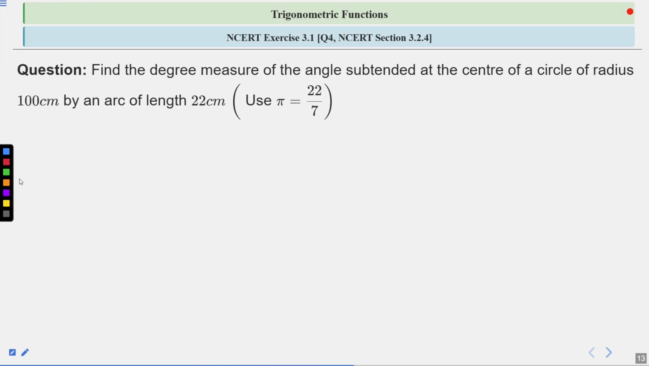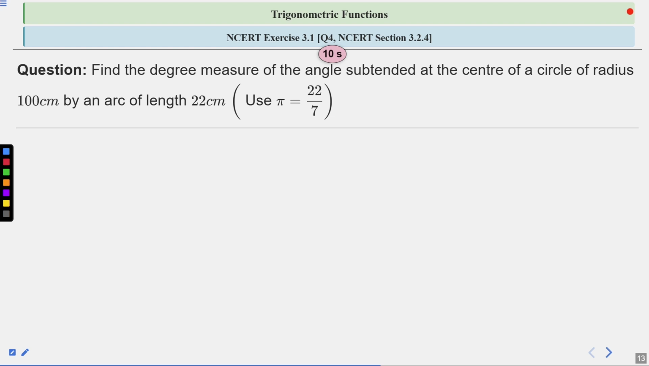Next question is, find the degree measure of the angle subtended at the center of a circle of radius 100 centimeter by an arc of length 22 centimeter. Here use pi is equal to 22 by 7. We have to find the degree measure of the angle subtended at the center of a circle of radius 100 centimeter by an arc of length 22 centimeter.